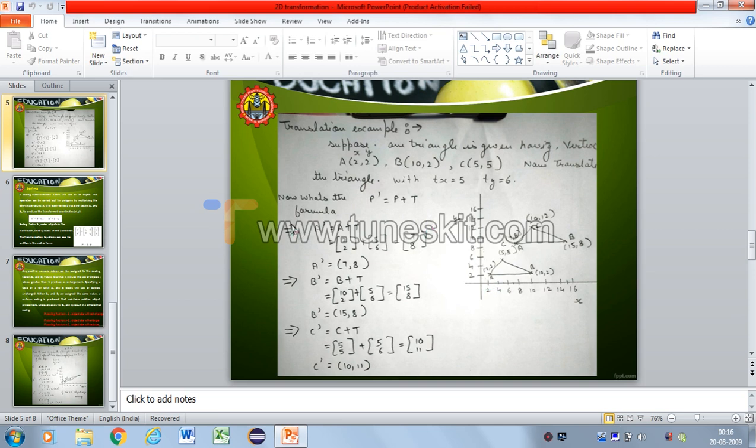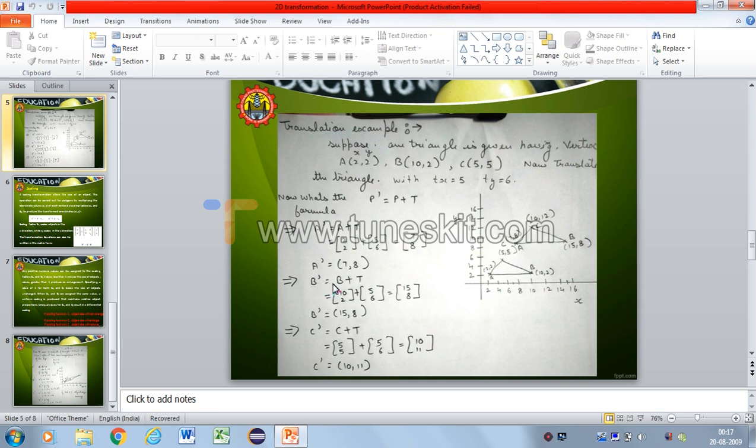First vertex is A. So A dash, how does it come? A dash is equal to original A plus T. Original A is a single column matrix, 2 2, and T means Tx and Ty. Tx is given 5 and Ty is given 6. After adding these two column matrices, we get the result 7 by 8. This is the new coordinate 7 by 8. This is A dash.